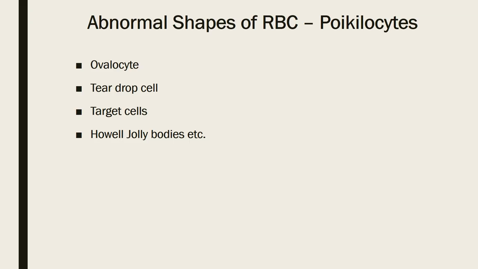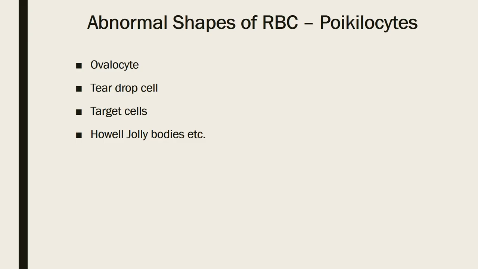Various abnormal shapes of the RBC, poikilocytes, are seen in the various nutritional or hemolytic anemias. Example, ovalocytes, in which oval-shaped RBCs are present. It is seen in megaloblastic and iron deficiency anemia and in chronic hemolytic anemia. Teardrop cells are seen in thalassemia and myelofibrosis. Target cells, in which the hemoglobin is concentrated in the periphery and in the center, producing a concentric dark zone. It looks like a bullseye appearance. It is seen in thalassemia, after splenectomy, and in sideroblastic anemia.